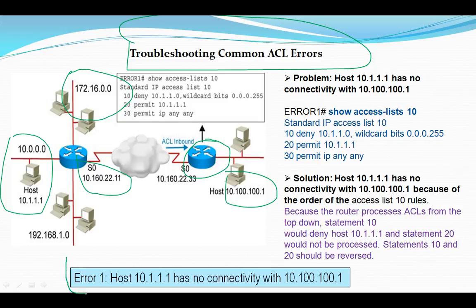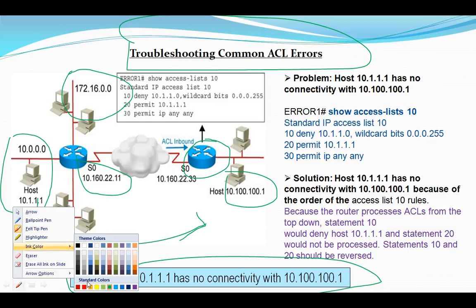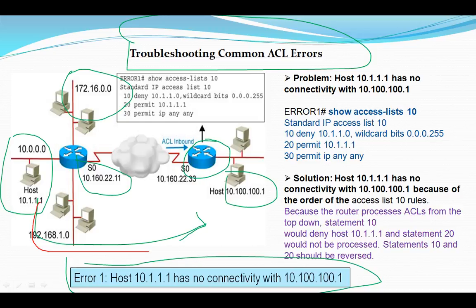The error is here. Host 10.1.1.1 has no connectivity with 10.100.100.1. It is not able to communicate with this host. So we have to rectify it. What could be the reason? The problem is the same as I told you: 10.1.1.1 has no connectivity with 10.100.100.1. Now I'm running this command.